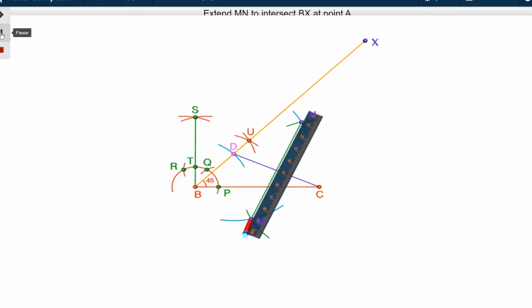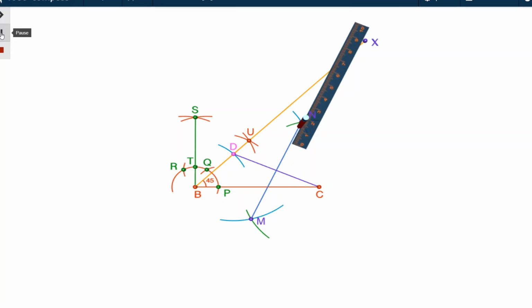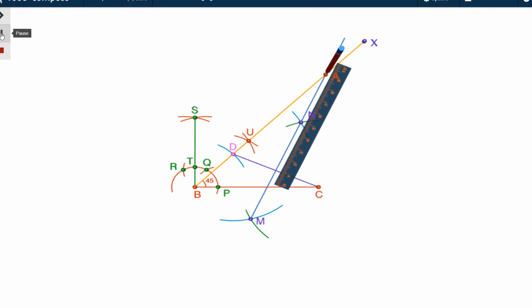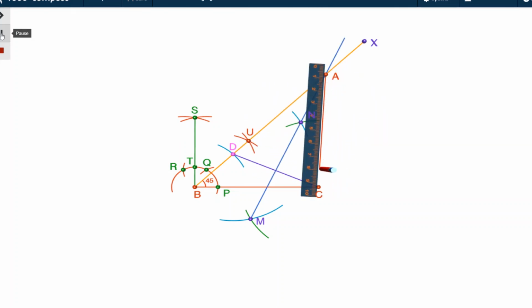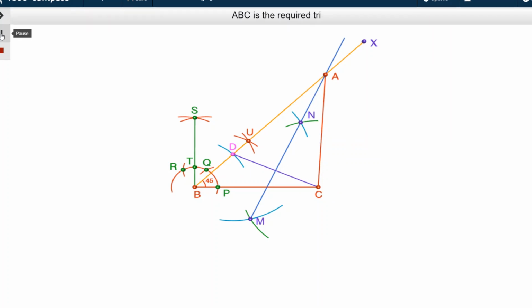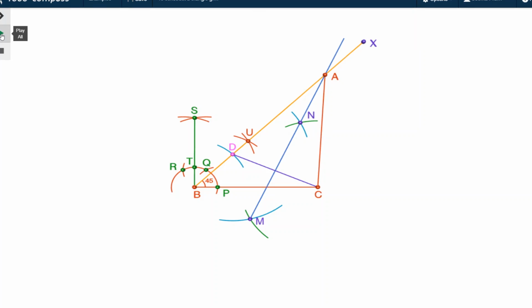So extend MN and see it crosses BX at one point. That point where it touches the line BX is vertex A of the triangle ABC. So we have got the other vertex A. So BC is a line, AB is a line. One more line AC for the triangle ABC has to be drawn. So AC you have drawn. Here ABC is the required triangle, where BC is the base 8 cm, angle B is 45 degrees, and AB minus AC equals 3.5 cm.